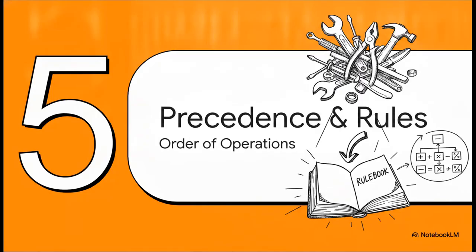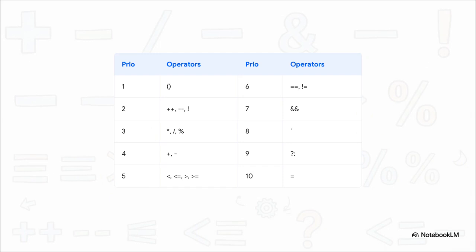Section 5. Operator Precedence and Rules. Think of this as your ultimate rulebook, the operator precedence table. It ranks everything from highest priority up at number 1, all the way down to number 10. Notice how at priority 1, parentheses always win out. Just like in standard math you learned in school, whatever's inside the parentheses happens first. Then we hit our unary operators like incrementing, followed by multiplication and division, then addition and subtraction. As we move down the list, we get into our relational comparisons, logical ands and ors, our ternary shorthand, and finally, dead last at priority 10 is basic assignment. The equal sign happens only after all the other work is complete.